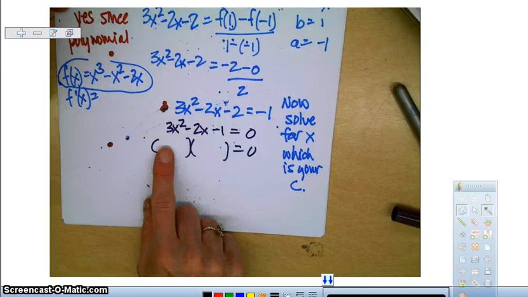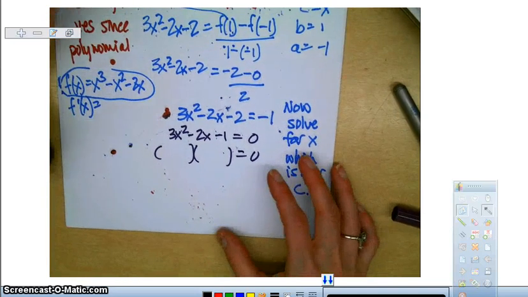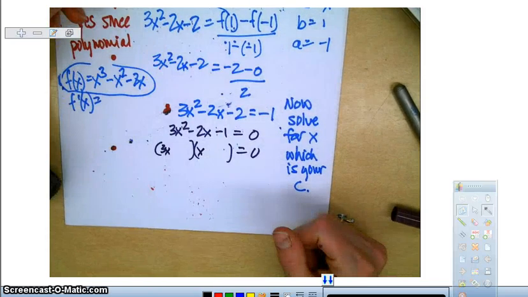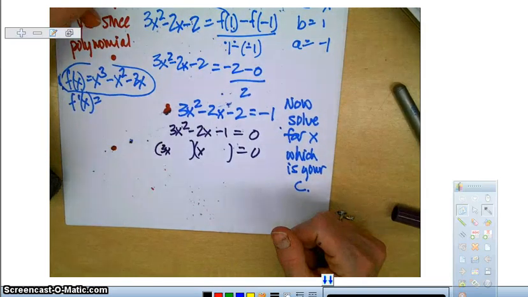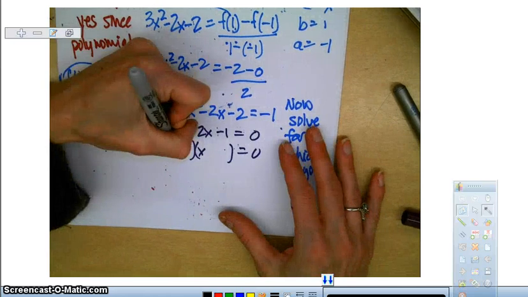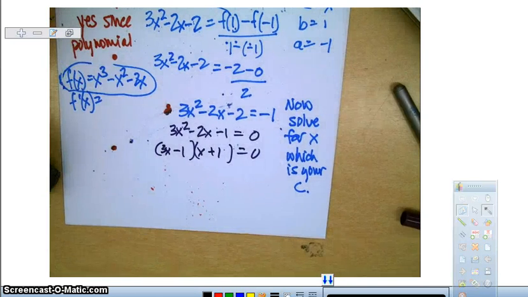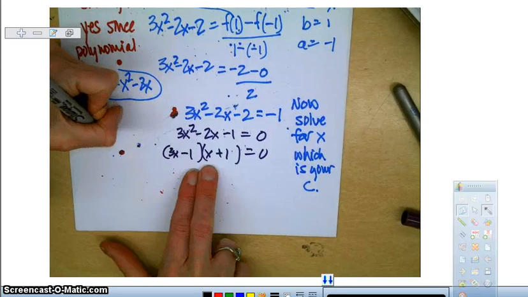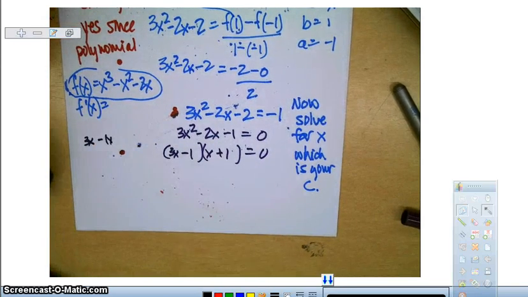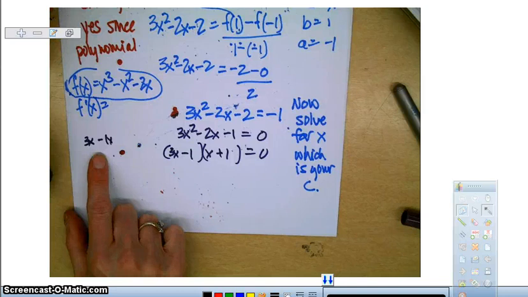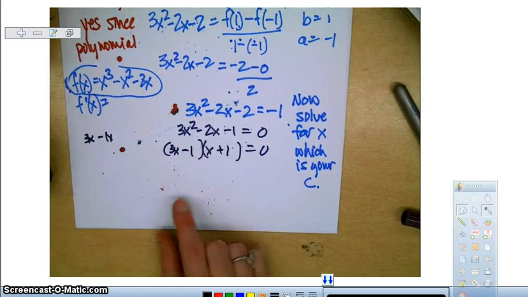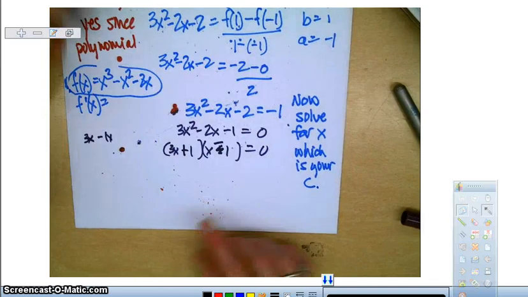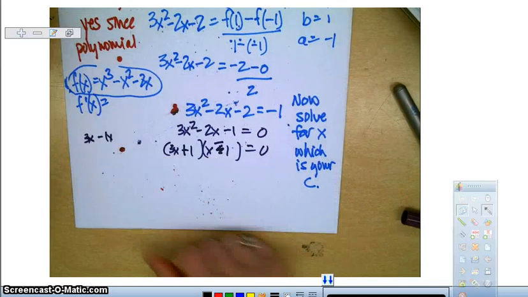We have all kinds of options. Okay, so how do you split up 3x squared? 3x and x. How do you split up negative 1? Positive 1, negative 1. So negative 1, positive 1. Did I factor it right? Well, how do I know? I check the outer. 3x minus 1x. Does that give me the negative 2x that I need? 3x minus 1x, is that negative 2x? Nope. So what do I have to do? Switch the signs. That should be plus 1. That would be minus 1. And now it'll be negative 3x plus 1x, which is right.